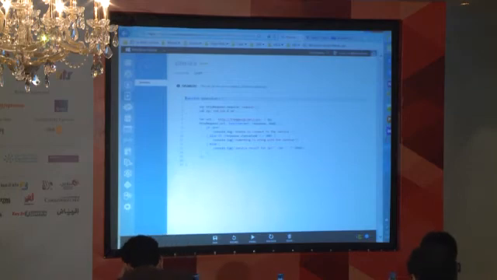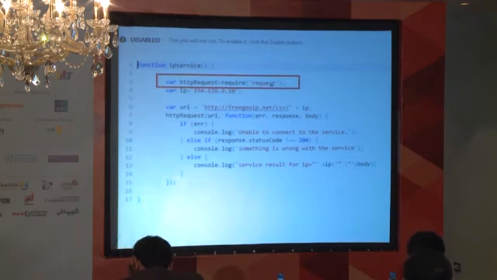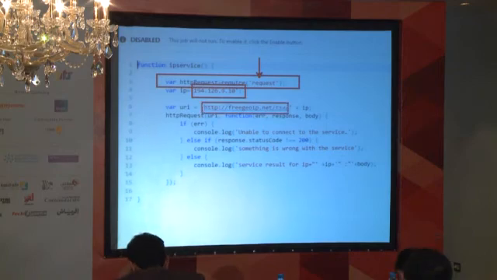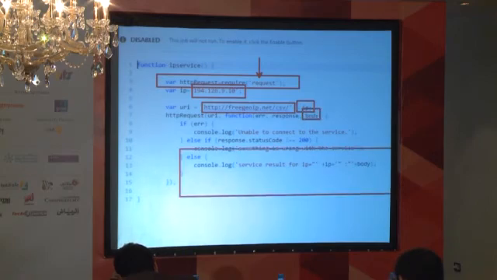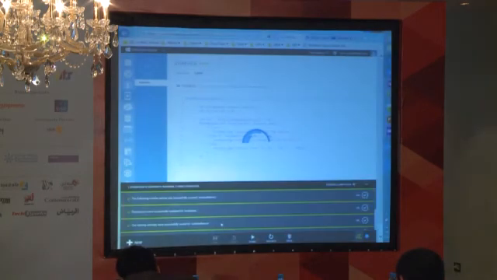I can show this. What this script is doing, it's a JavaScript. I'm getting the Node.js request module. This is the IP here. I will connect to freeGeoIP.net with this IP address, and we'll log the body if the internet will work. We'll log the body of the response of the service in my console.